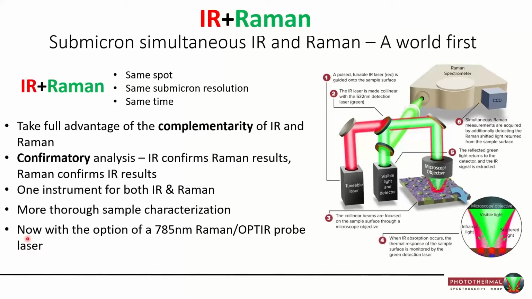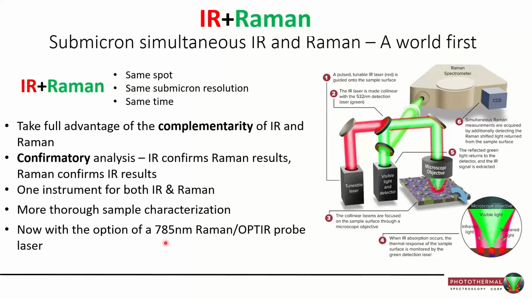So the Raman can confirm the IR result, and the IR can confirm the Raman result. Okay? We've already said it's one instrument. Certainly more thorough sample characterization. We've recently introduced a 785 probe option for those samples that are perhaps highly fluorescing on the Raman side.